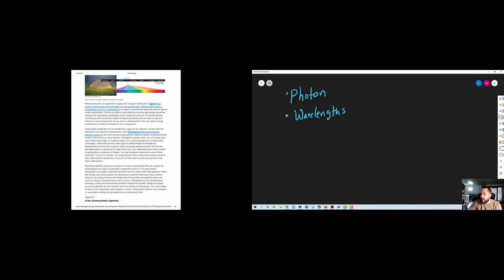And depending on that wave, let's just draw a little wave here. At the crest of each wave, we can actually measure this. And this distance between each crest of the wave, we call the wavelength. And light we can see, the length of these waves are between 380 nanometers up to 750 nanometers.